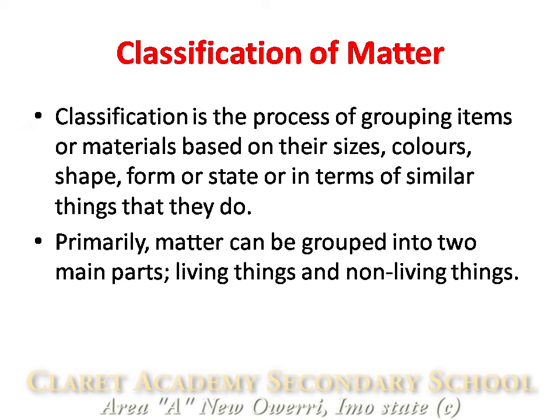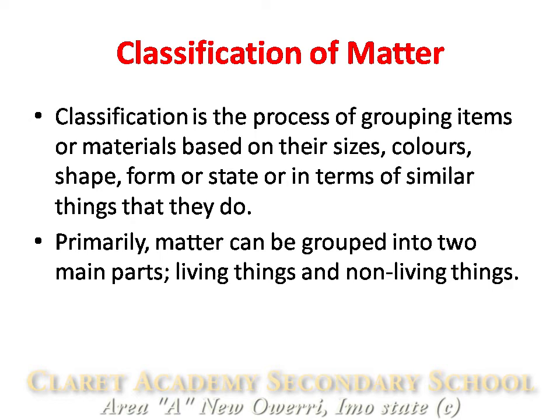If you pick all the green color, you place them into a color known as green color. So we can also group items based on their sizes. We can also group them based on their state or form. So classification is the process of grouping items or materials based on their sizes, their colors, their shape, or in terms of the similar things that they do. This matter, we say, can be classified into 2: living things and non-living things.